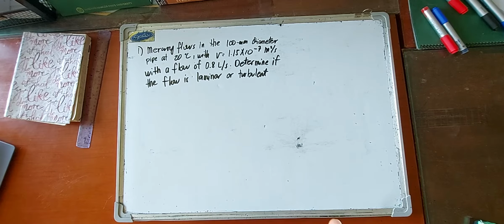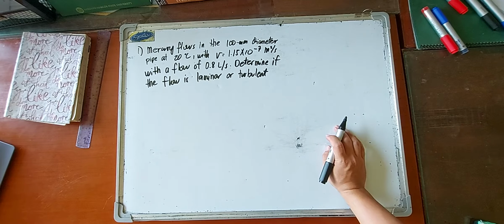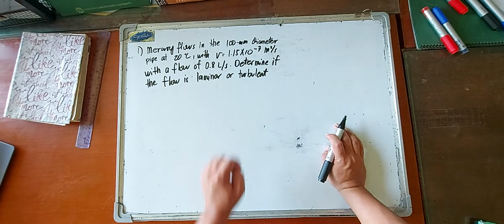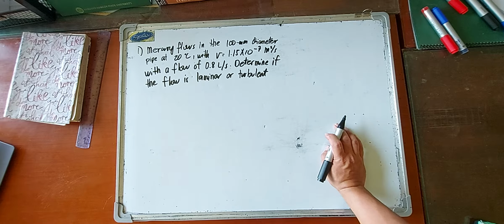Let's solve problem number 1. Mercury flows in a 100 mm diameter pipe at 20 degrees Celsius with a kinematic viscosity equal to 1.15 times 10 raised to negative 7 square meters per second with a flow of 0.8 liters per second. Determine if the flow is laminar or turbulent.